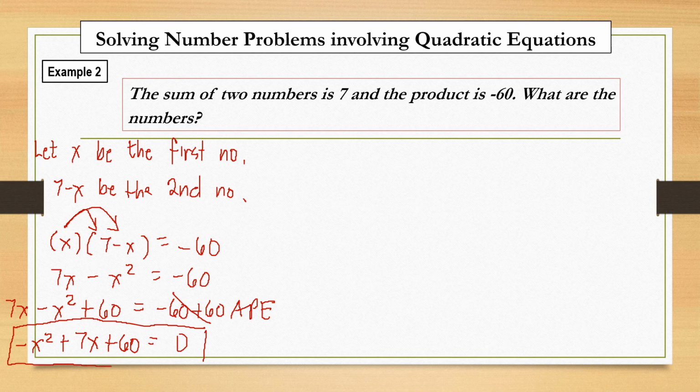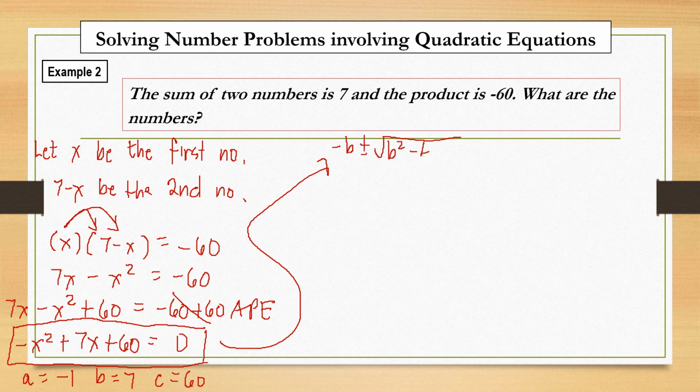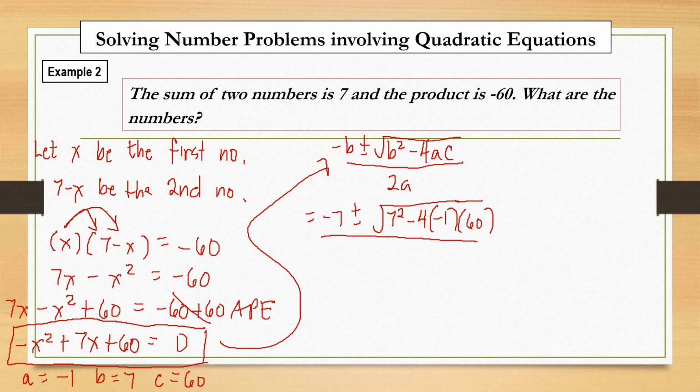This is now our quadratic equation in standard form, which can be solved using the method of our choice. Let's say we use quadratic formula. a is equal to negative 1, b is equal to 7, c is equal to 60. So the quadratic formula is given by negative b plus minus the square root of b squared minus 4ac all over 2a. Let us substitute the values of a, b, c. Negative 7 plus minus the square root of 7 squared minus 4 times negative 1 times 60 all over 2 times negative 1.